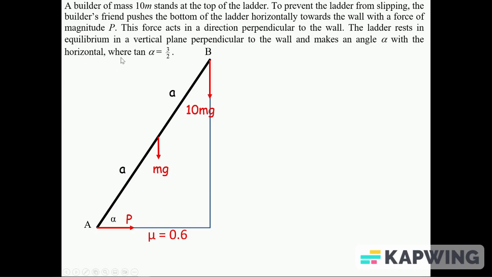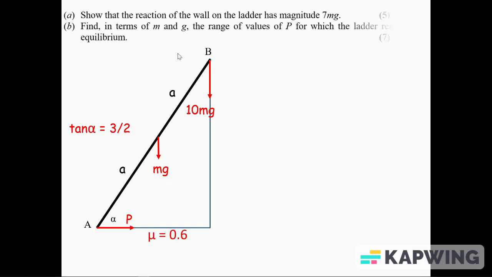The ladder rests in equilibrium in a vertical plane perpendicular to the wall, at angle alpha with the horizontal. Very difficult to describe without being in the same room what that means, but it basically means that angle is alpha and it's not leaning over to the right or left. And tan alpha is 3/2. We're going to show the reaction of the wall on the ladder is 7 mg, and find, in terms of mg, the range of values of P for which the ladder remains in equilibrium.